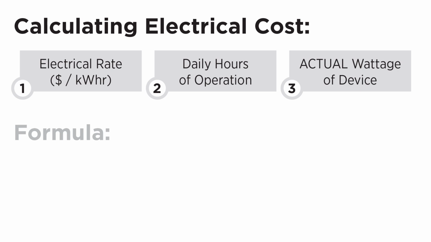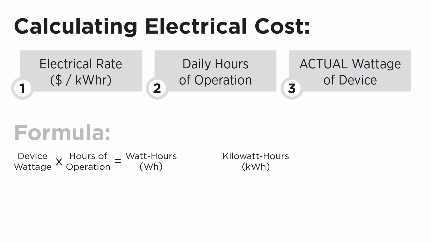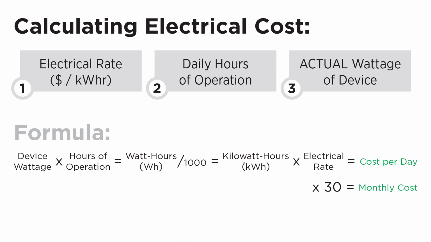Here's the formula for determining the power consumption for any electrical device. You take the wattage draw of the device times the hours of operation per day. Now this gives you the watt hours, but we need to know the kilowatt hours, which is 1,000 watt hours. So divide by 1,000. This is your kilowatt hour draw per day. Multiply by your electrical rate, which is per kilowatt hour, and that's your price per day. To know the monthly cost, simply multiply by 30, or 365 for a whole year of continual use.